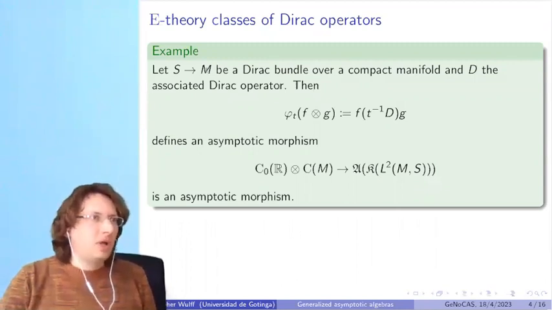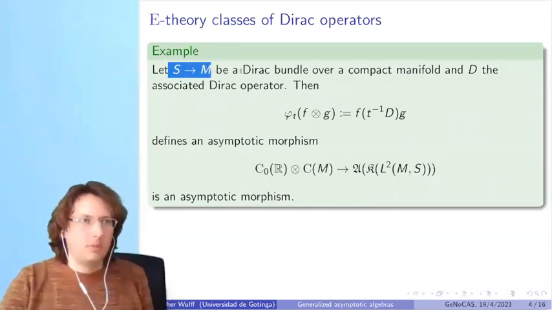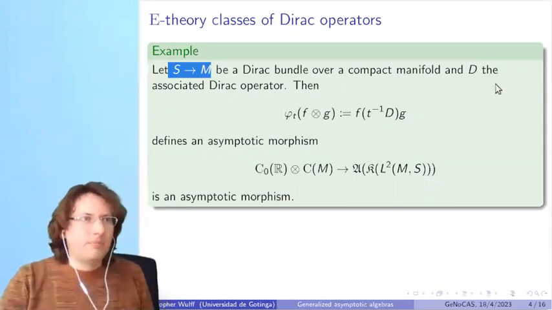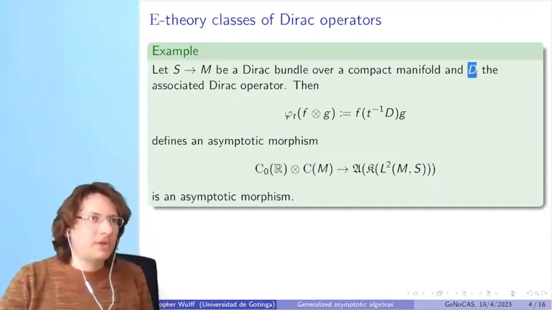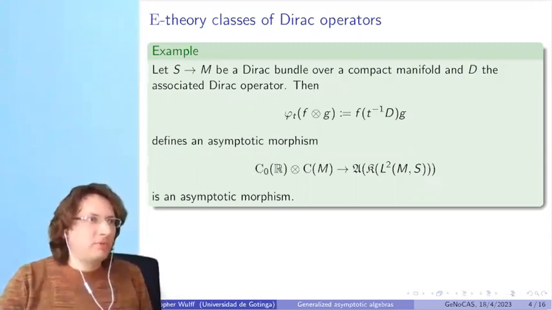Namely, assume we've got a compact manifold M and then a Dirac bundle over it. So a bundle with a Hermitian product, a Clifford action and a connection, which are all compatible. And associated to it, there's the Dirac operator, which is a self-adjoint unbounded operator. Then we can define an asymptotic morphism from C0 of R tensor C of M, the continuous functions on M, into the asymptotic algebra of the compact operators on the L2 space of this bundle. And this is defined as follows.